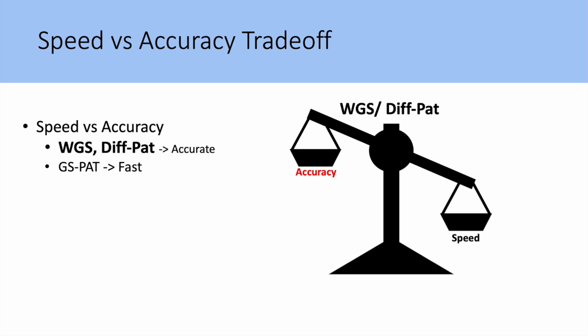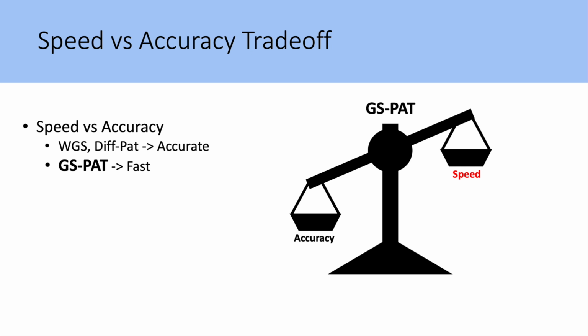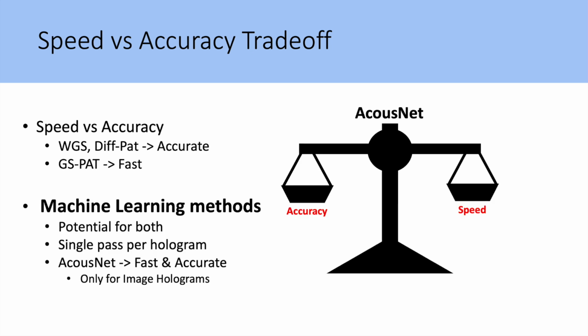Many of these methods have a trade-off between speed and accuracy. Methods such as WGS and DiffPat show very good accuracy, but they are slow. This makes them less suitable for real-time applications. GS-PAT is very fast, and so is ideal for real-time interaction, but suffers from lower accuracy. Machine learning methods have the potential to avoid both of these. Acoustic was able to generate highly accurate solutions in significantly less time than iterative GS-style algorithms were able to, because only a single pass through the network is required.